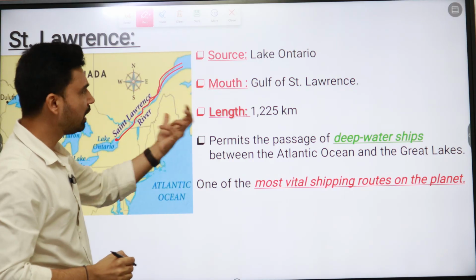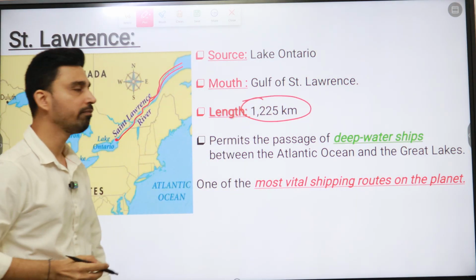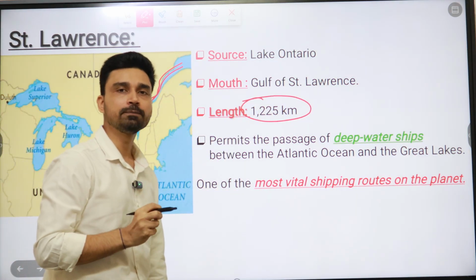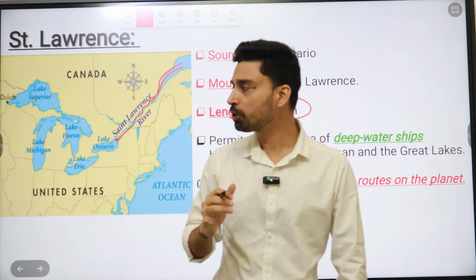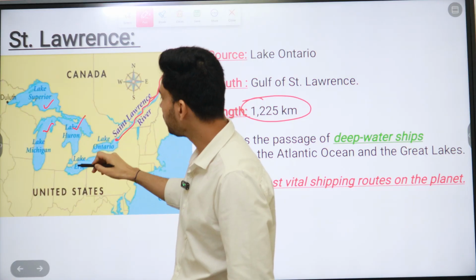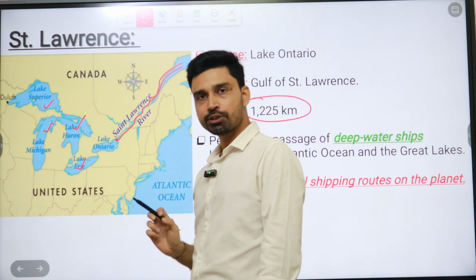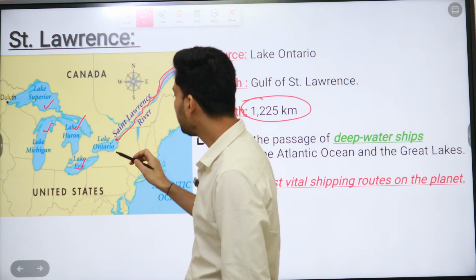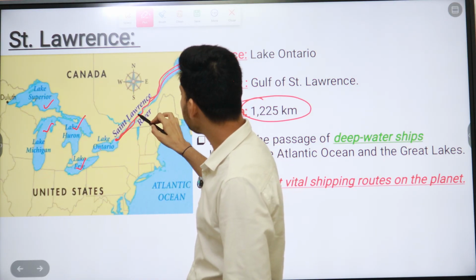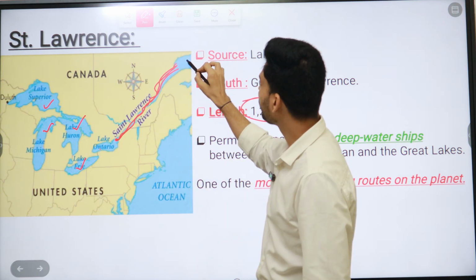Lawrence Bay or Gulf of St. Lawrence. Length is not very high. It is just 1,225 kilometers, but very important from the transportation perspective, because we have discussed all these 5 lakes which cover a significant part of central North America. They are well connected through the canal networks, and then through the lake further you have connectivity across St. Lawrence River, which provides connectivity to the port that you have here.